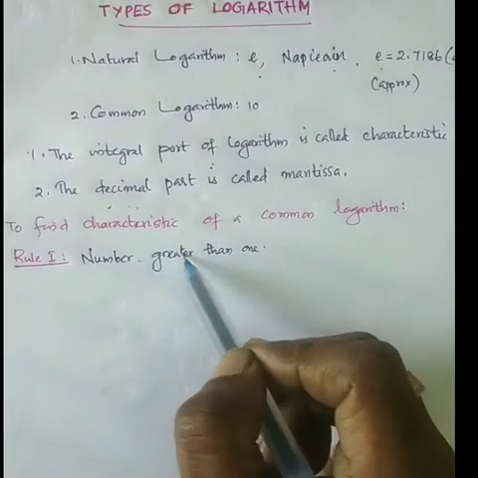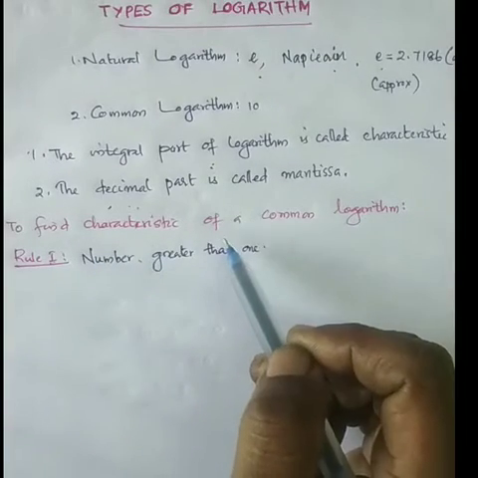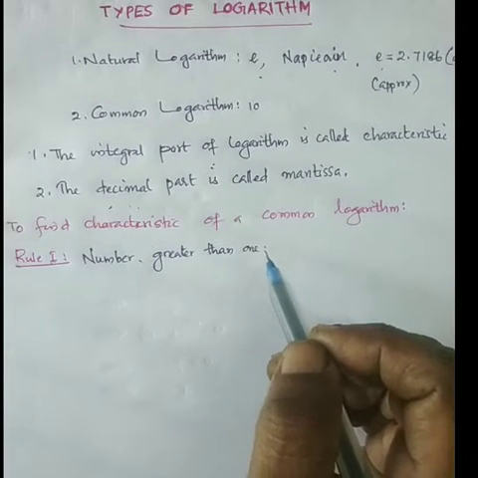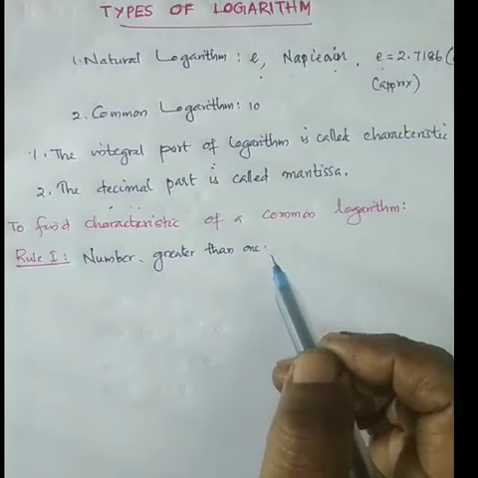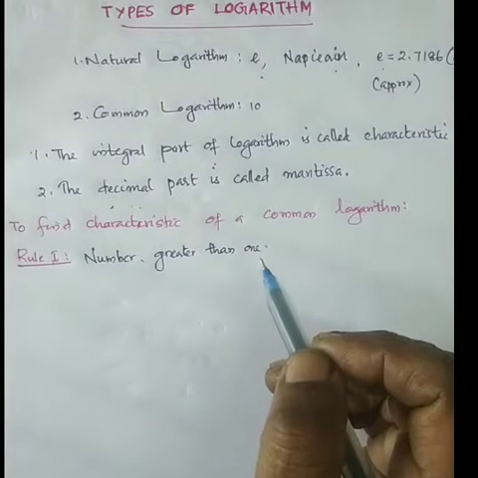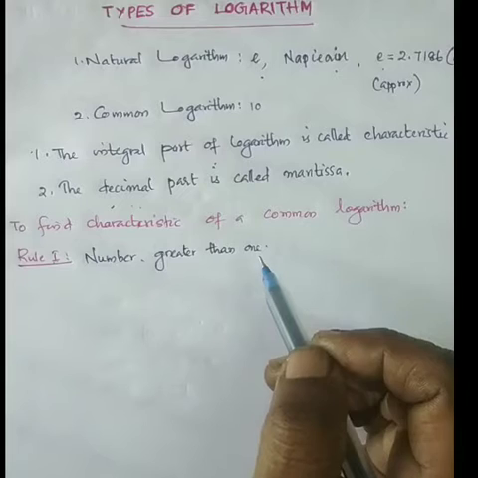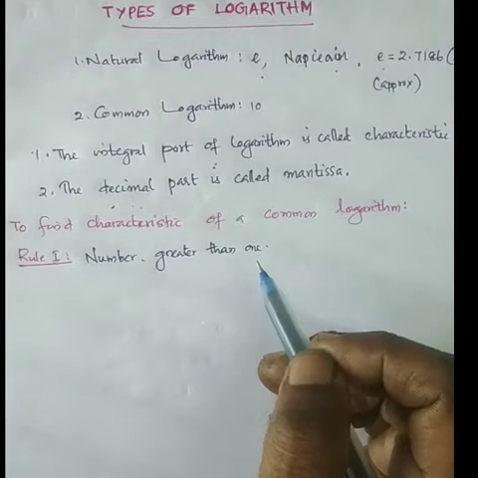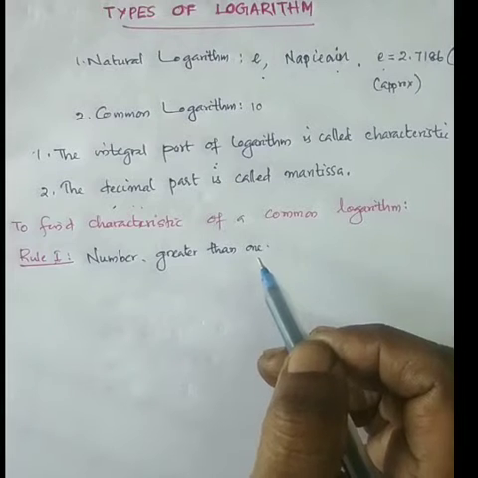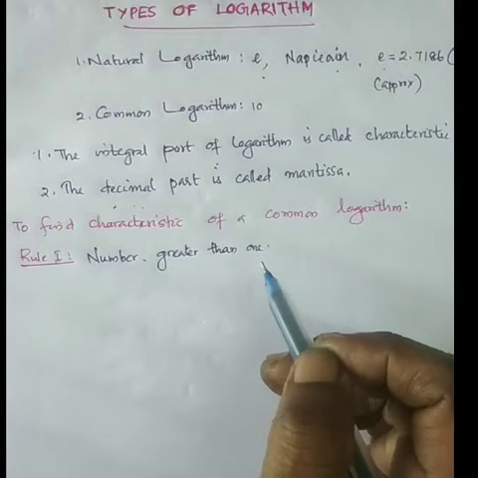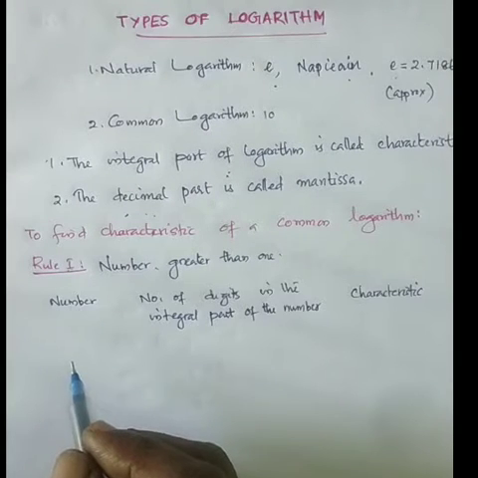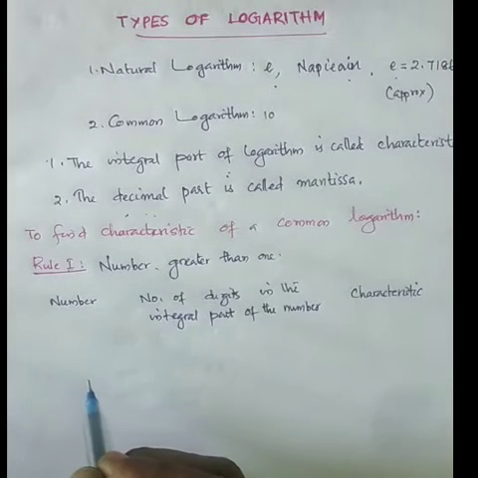Rule 1, number greater than 1. The characteristic of a common logarithm is a positive integer and is 1 less than the number of digits in the integral part of that number. Now let's see how the rule works.